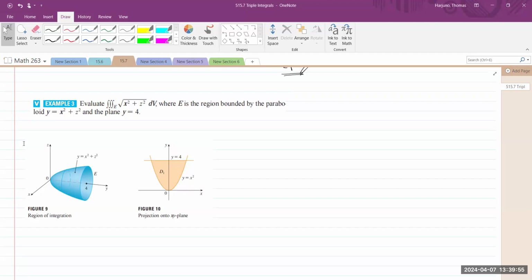Okay, so the paraboloid, you know the paraboloid part, right? But I want to point out that the plane y equals 4 actually refers to this part here. It's bounded, quote unquote, below by the paraboloid, but above by that plane. Okay, now if we project that to the XY plane, that's what it looks like.